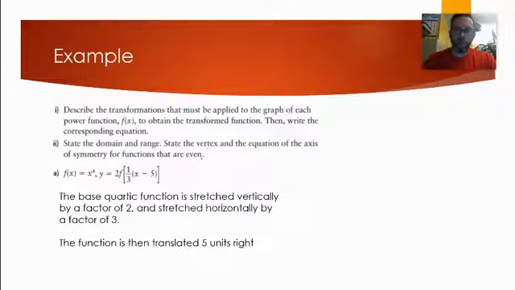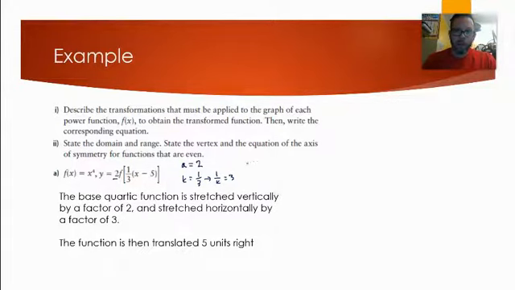So it's stretched vertically by a factor of 2. That's because a is equal to 2. We look out front of the whole function, and we can see that a is equal to 2. K is equal to a third, which means 1 over k, the reciprocal, is equal to 3. So that's why the function is stretched horizontally by a factor of 3.